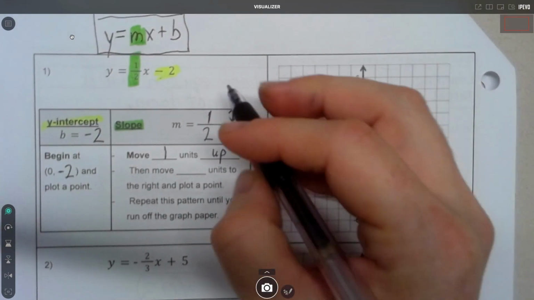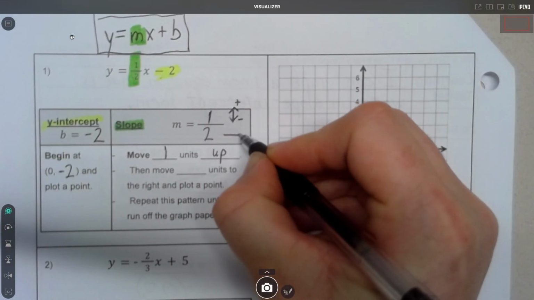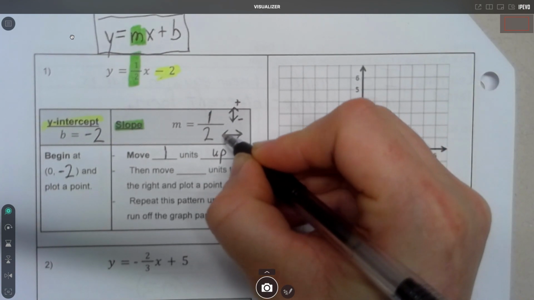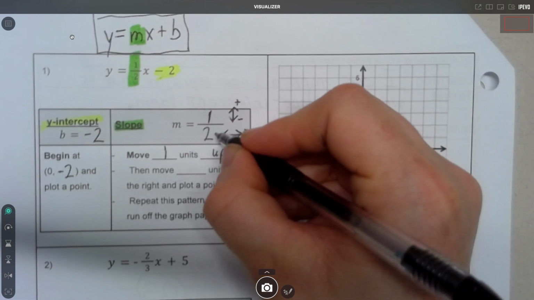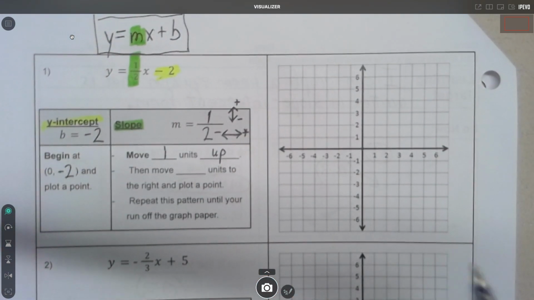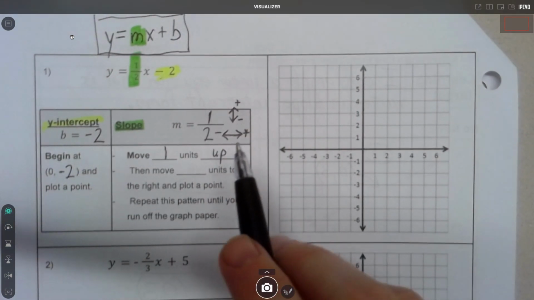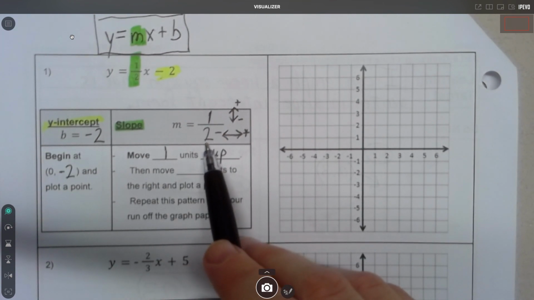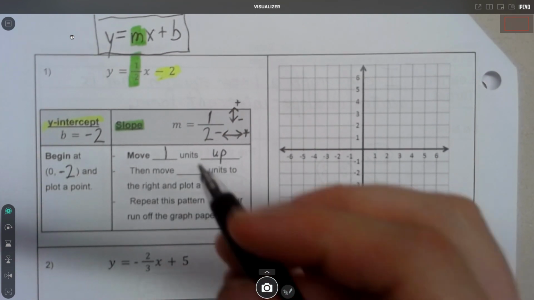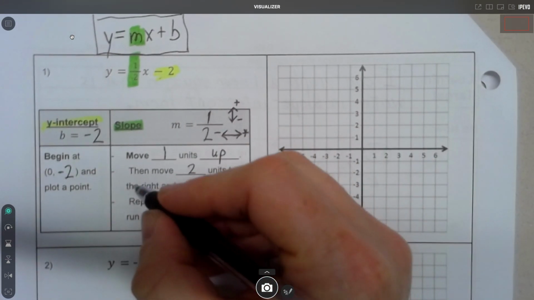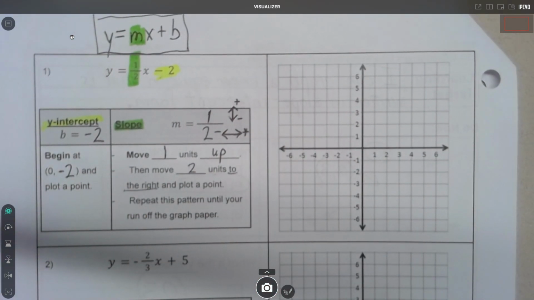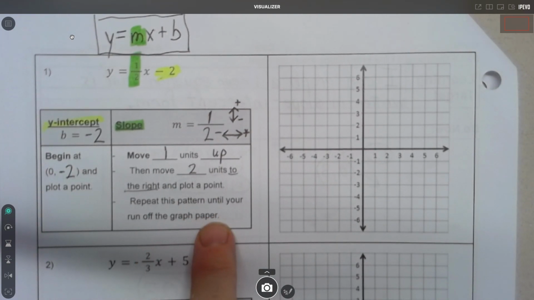The bottom number in the fraction tells me if I'm going to go left or right. I'm going to go right if the bottom number is positive. I'm going to go left if the bottom number is negative. So this is a positive 2. I'm going to move 2 units to the right. Then I'm going to repeat this pattern until I run off of the graph paper.